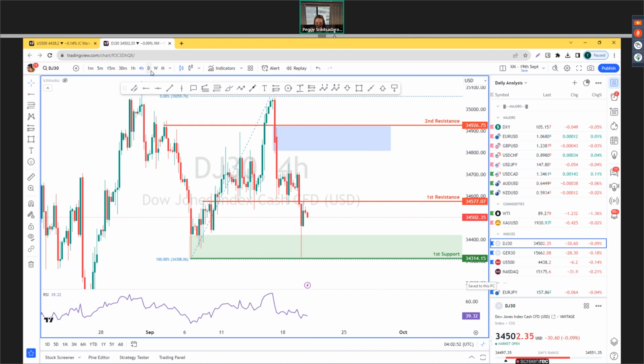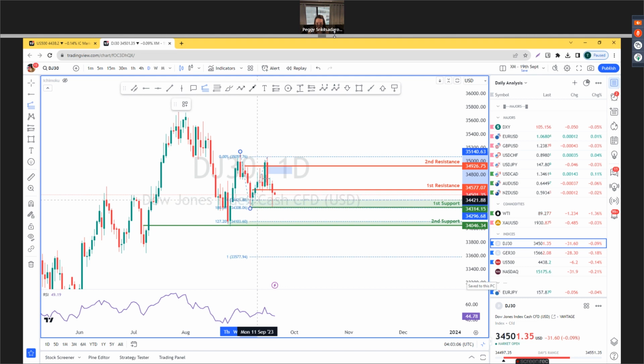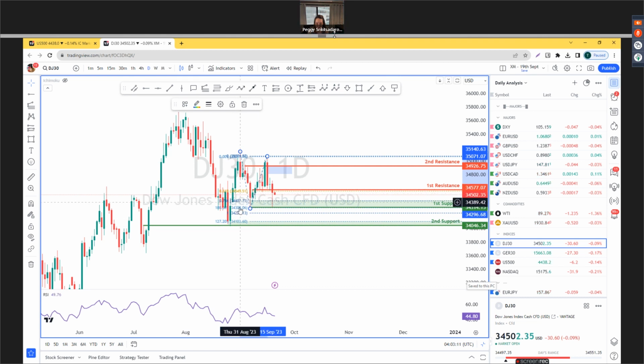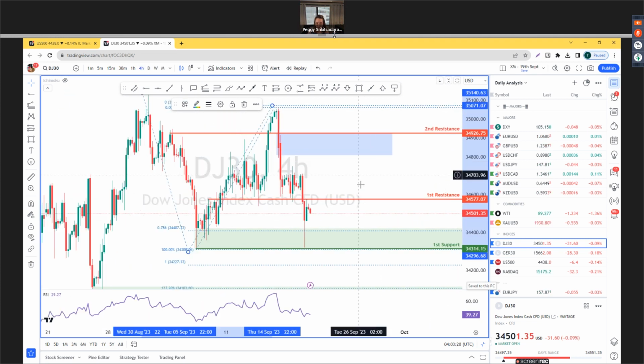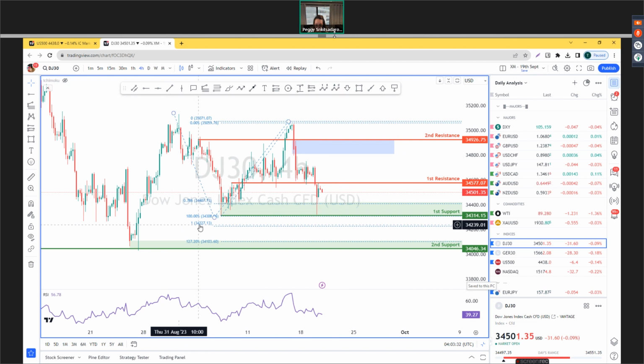And you see, I think this is a good level here. We have extension. Let me look. Okay, so for this zone, we have 78.6 and 100% projection somewhere around here.